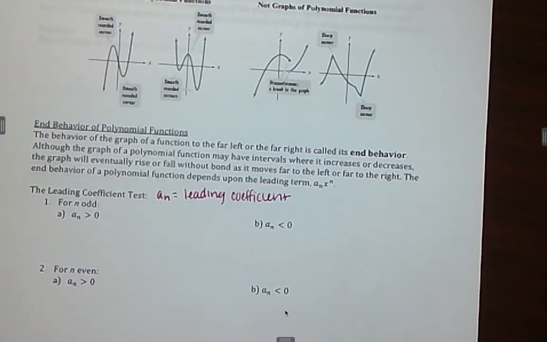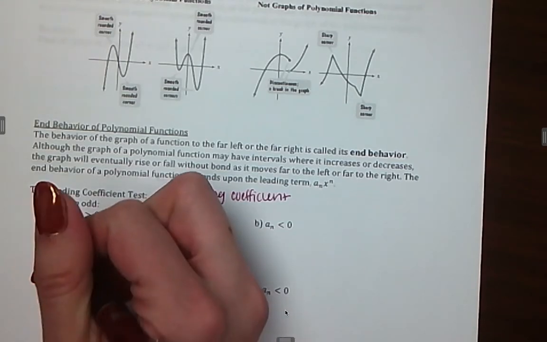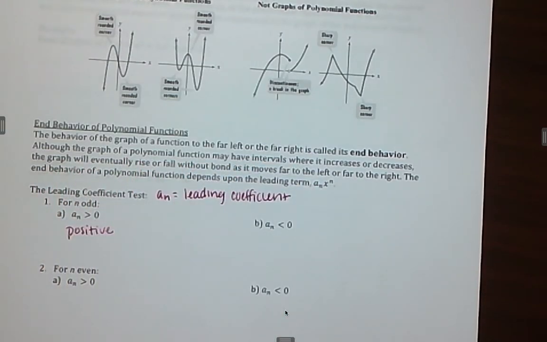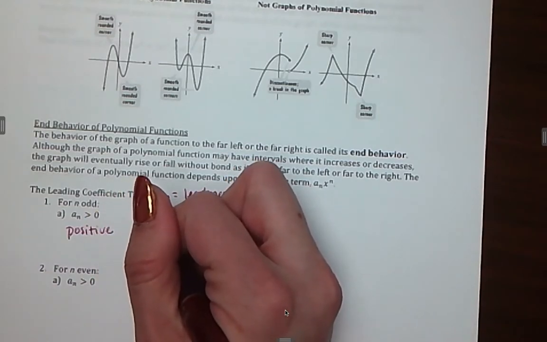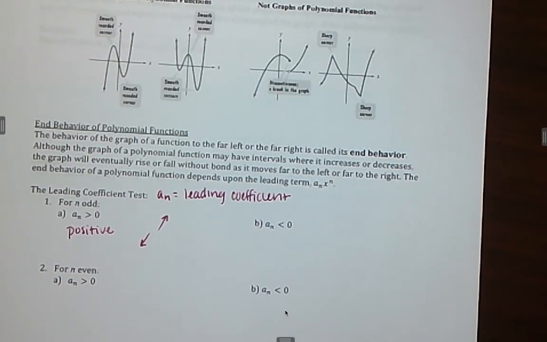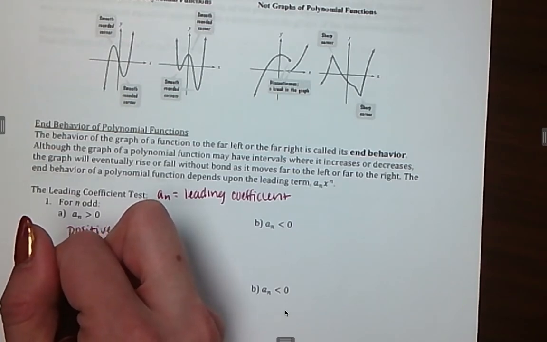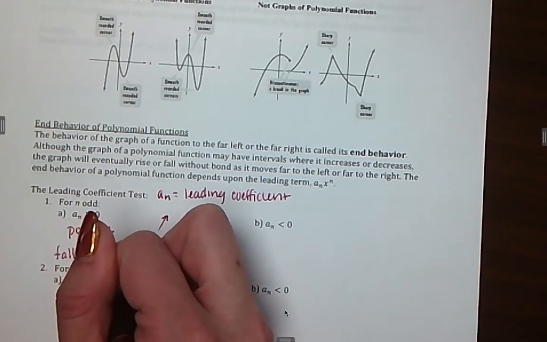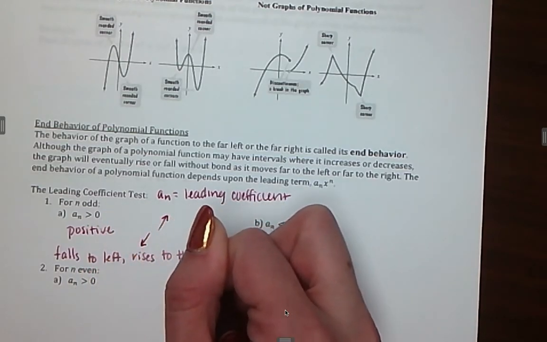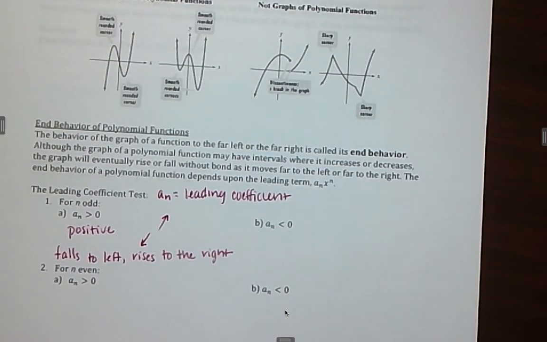So if our leading coefficient is positive, with an odd degree, that means that we have something that looks like it has a positive slope. So it starts on the left, it's falling, and on the right, it's rising. Another way you'll see that: falls to the left, rises to the right.